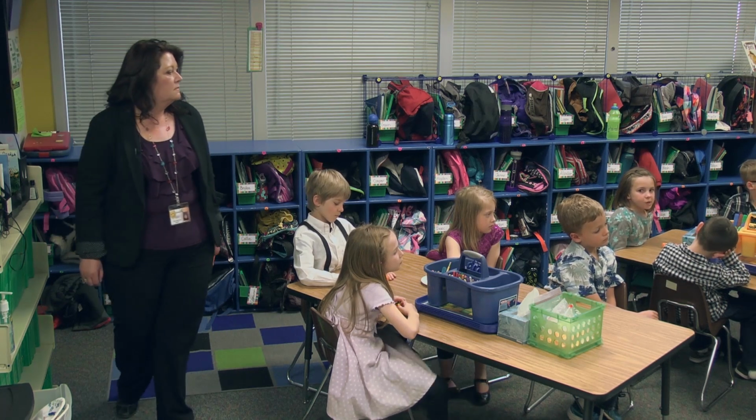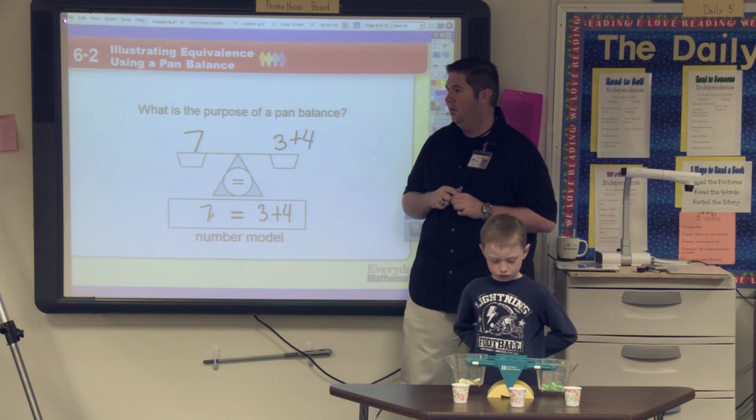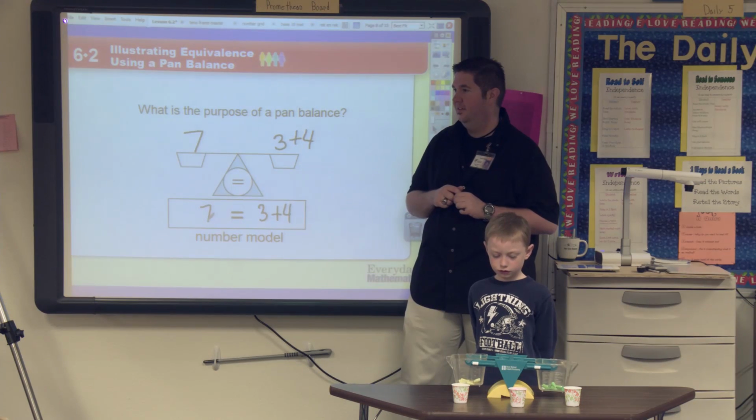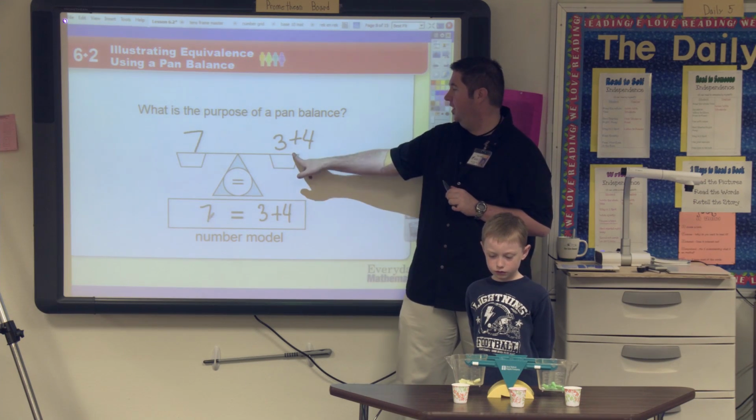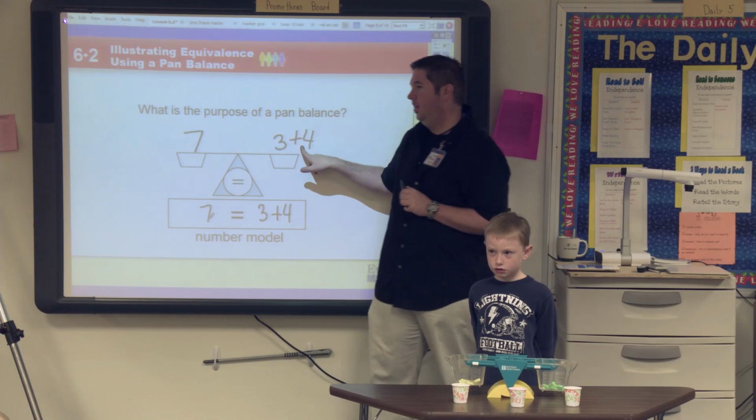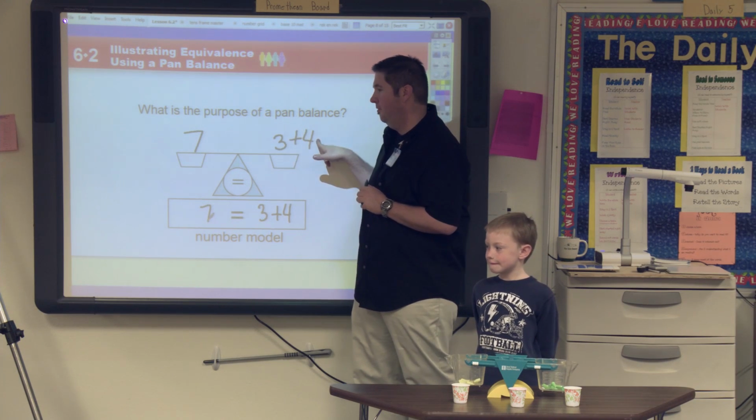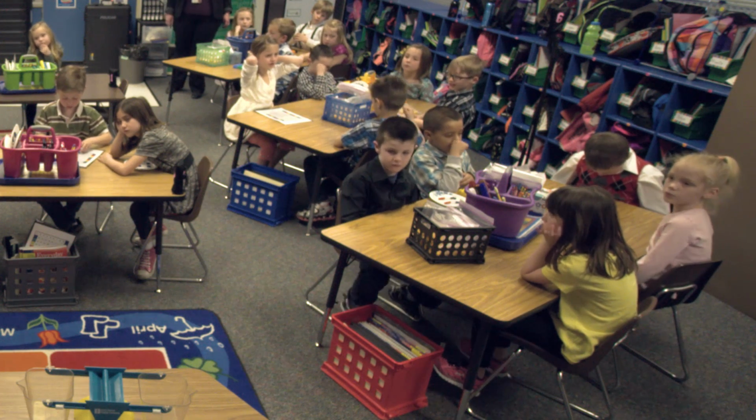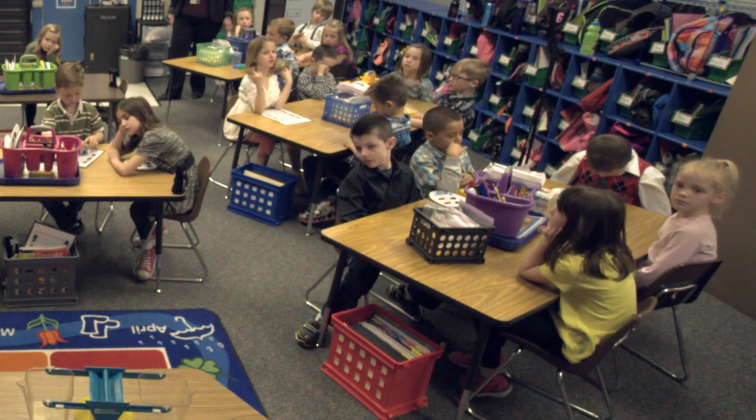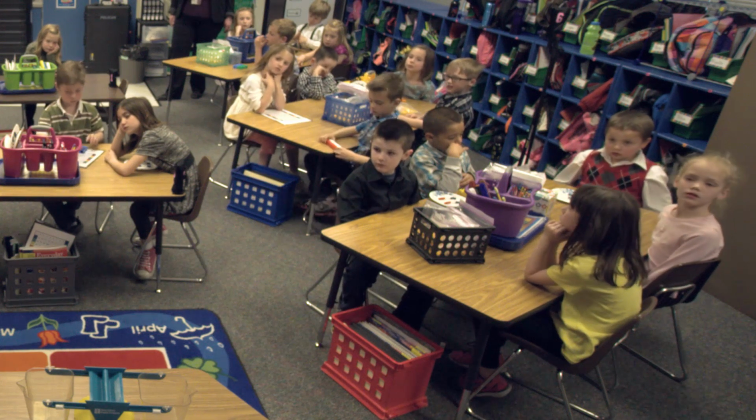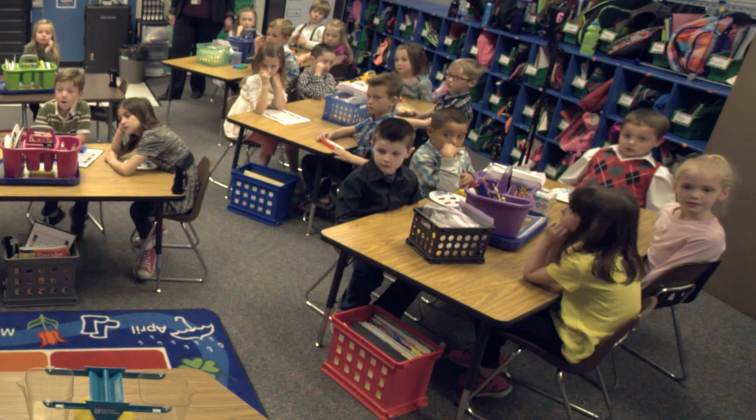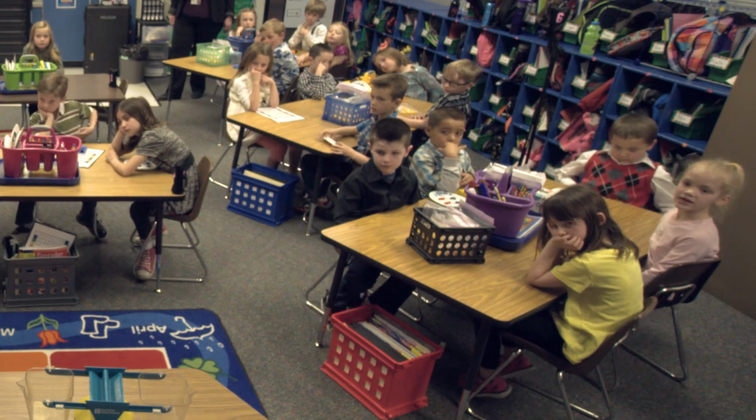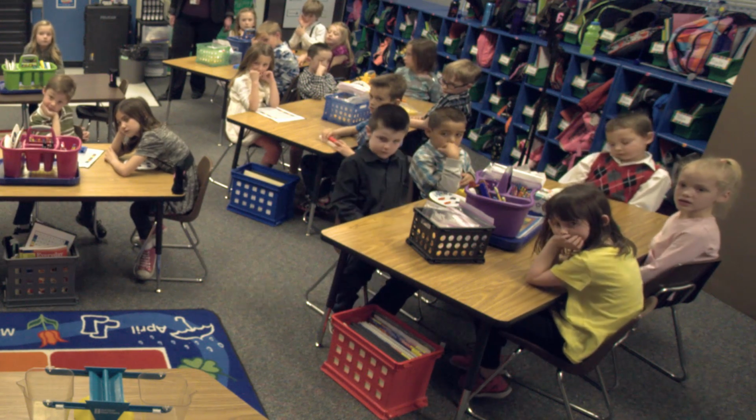So Leah, how come it doesn't matter which side it goes on? Because there's 7 on the other side and there is 3 and 4 on the other side. And what does 3 and 4 equal, Leah? 7. So is there 7 here? No. Is there 7 here? No. Why is it not 7? Leah, what is 3 add 4, love? 7. Oh, so I'm going to write the 7 here. 3 add 4 equals 7. Is there 7 over here? Yes. Is there 7 over here? Yes.